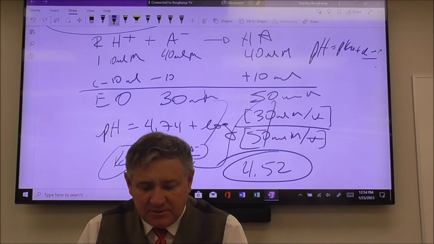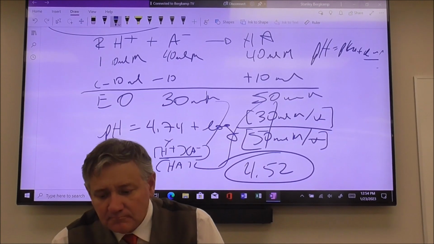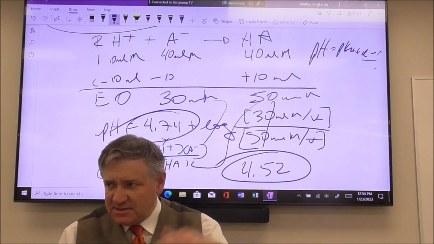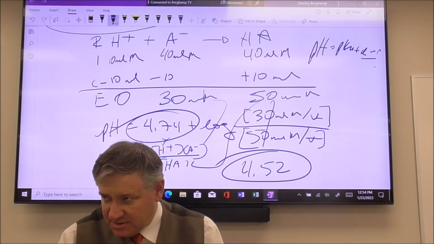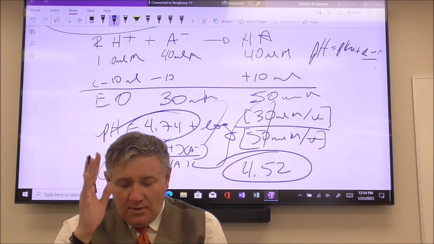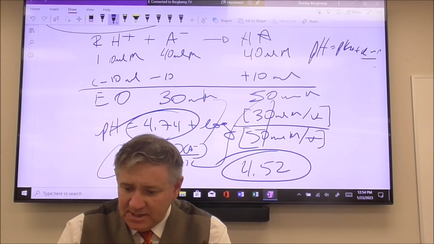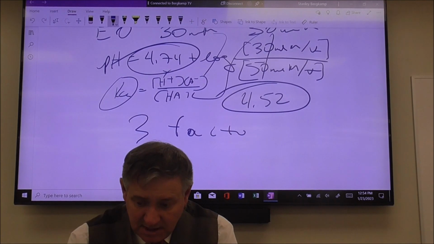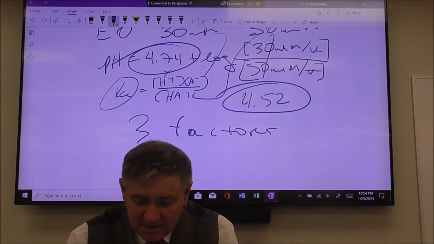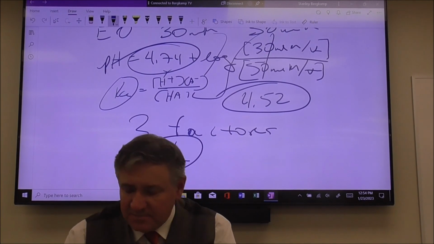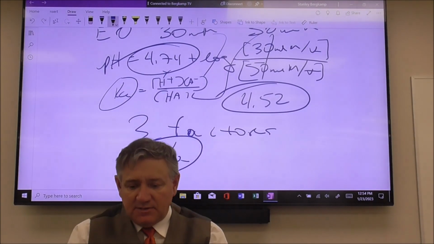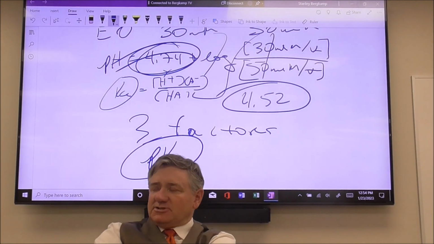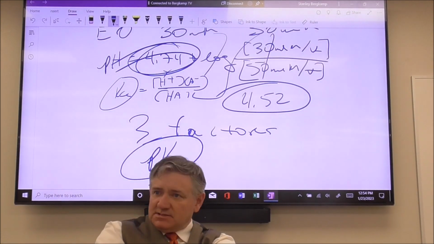Now, here's the story. When you look at what your pH is going to end up with on a buffered solution, there are three factors that determine where your pH is going to end up. So we can use this as an example. One factor is, what's your pKa value going to be? In this situation, my pKa value is 4.74. I can't change that number. That's locked in place, okay?